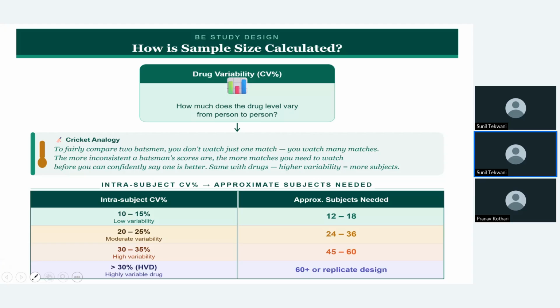Similarly, if drugs are also highly variable, you have to compare in several subjects. Then only you will get a good average. That yes, test product is as good as reference product. Okay. So that's why high variability of drugs requires more number of subjects to understand whether they are equal or not. Okay. So this is how the sample size is calculated.